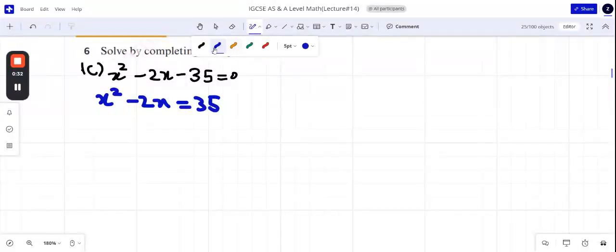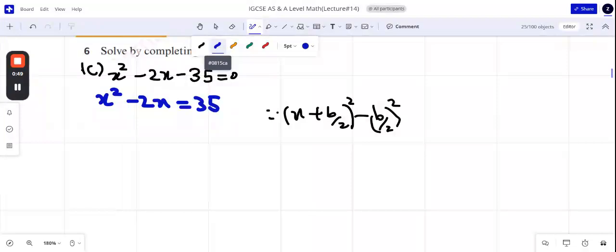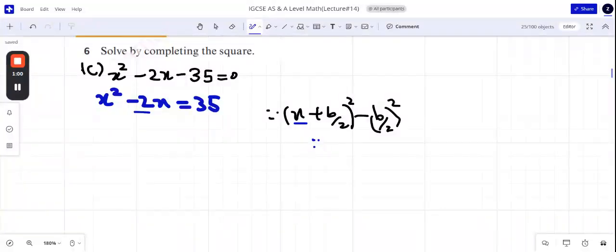Then we will apply the completing square formula, which is x plus b by 2 whole square minus b by 2 whole square. So we will substitute the values in the given formula. X will remain same, but what is the b by 2? B is the coefficient of x, which is minus 2. So it means the b by 2 would be equals to minus 2 by 2, which is equal to minus 1.